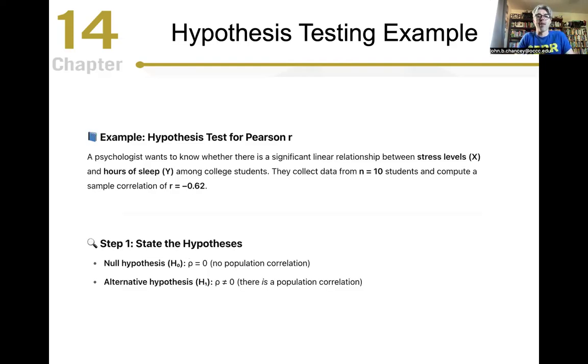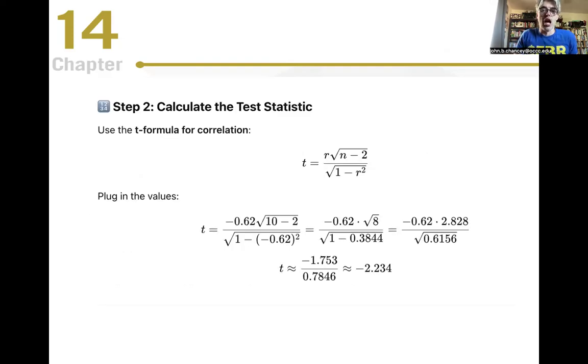But here's an example of actually doing hypothesis testing. A psychologist wants to know whether there is a significant linear relationship between stress and hours of sleep among college students. They collect data from N students, so we have a sample of N, and compute a correlation of negative 0.62. So there's a negative correlation. Our hypothesis, remember, if we're going with non-directional, really what we're saying is rho equals zero. There's no relationship here. The alternative is saying, yes, there is a population correlation. There's something going on between these two variables. How do we calculate it?